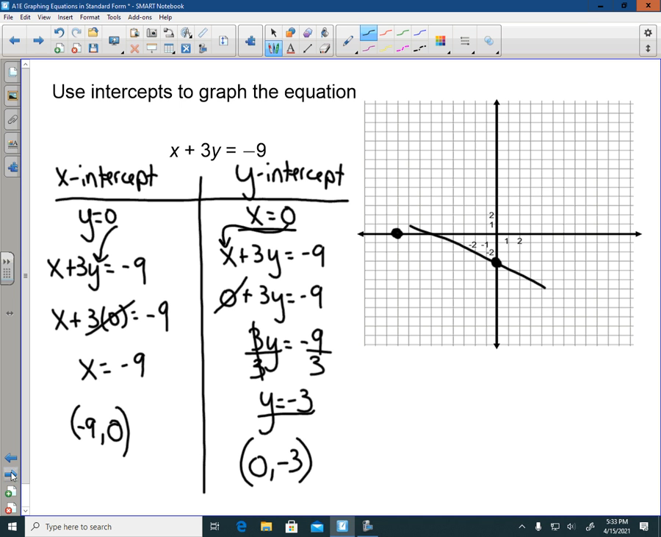Oh, I did a terrible job. Let me erase that. There we go. I'll try this again. I really should use a ruler. Well, that's not bad. Okay, there we go. Done.